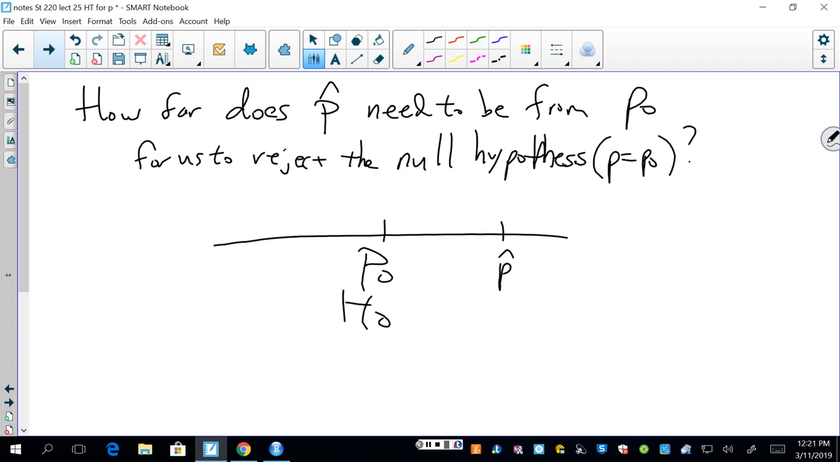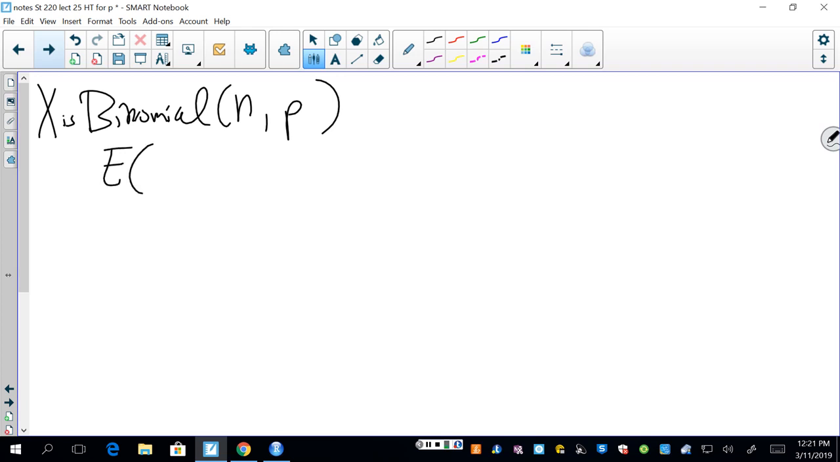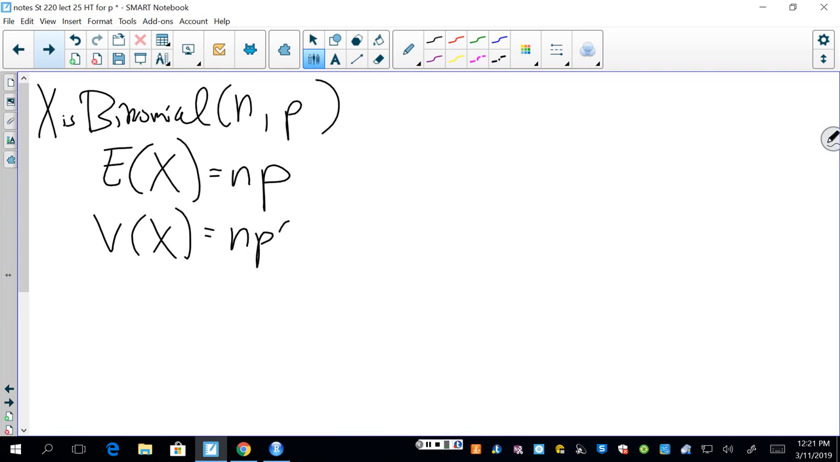There are a few things that we know about the binomial experiment. If X is distributed as a binomial, we're taking a random sample, asking n individuals a question, and the answers are yes or no and independent. From probability theory, the expected number who say yes or fall into that category is n times p. The variance of X is n times p times 1 minus p.